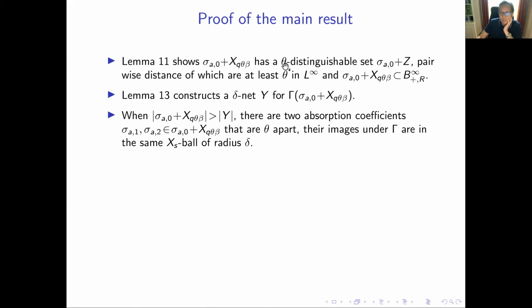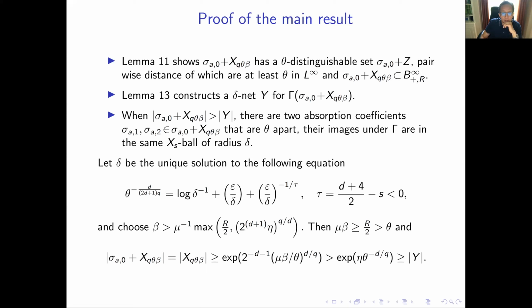So here is, and also that sigma distinguishable set, once the number of elements in this set is bigger than the delta net in the measurement space, then there must be two elements here. They're sigma apart, but their measurements are delta close. Okay, so that's basically this. And you can see the balance is really this. That's where that weird equation comes from.